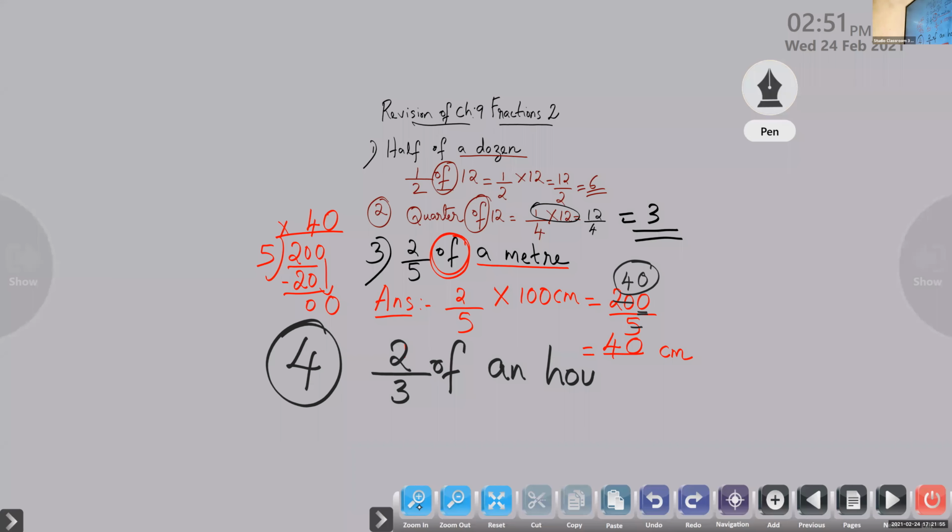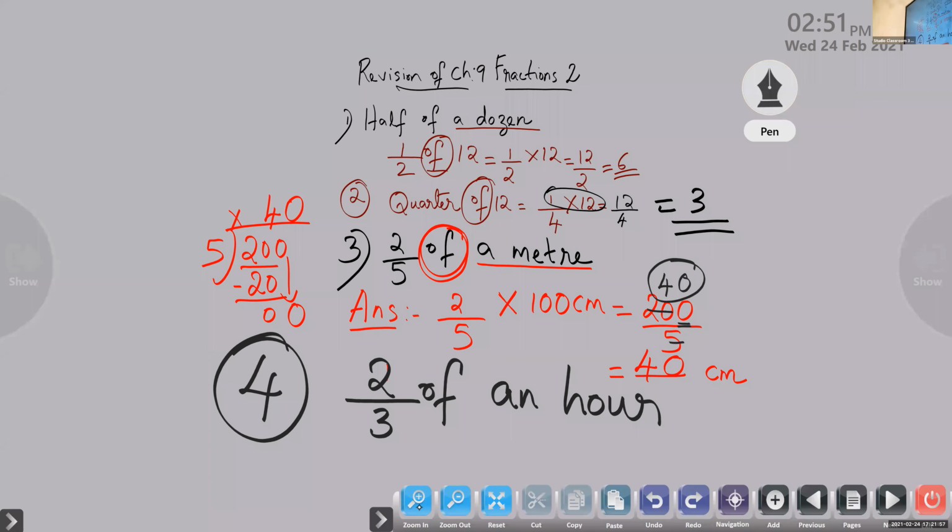So children, can you tell me 1 hour is equal to how many minutes? 60 minutes. Okay. So you can find out 2 by 3 of an hour. So instead of "of" we will write multiply. An hour means 60 minutes.